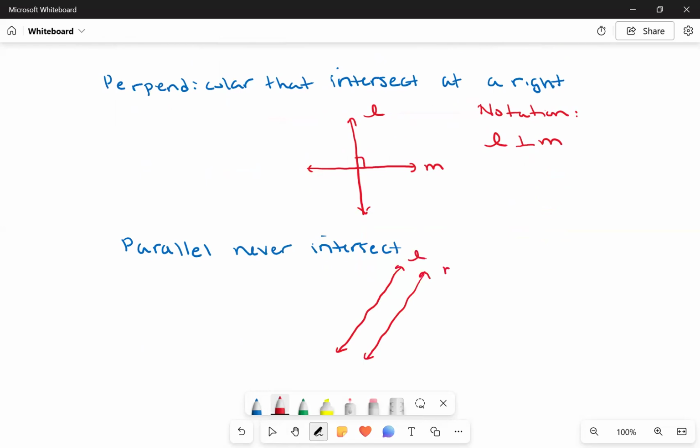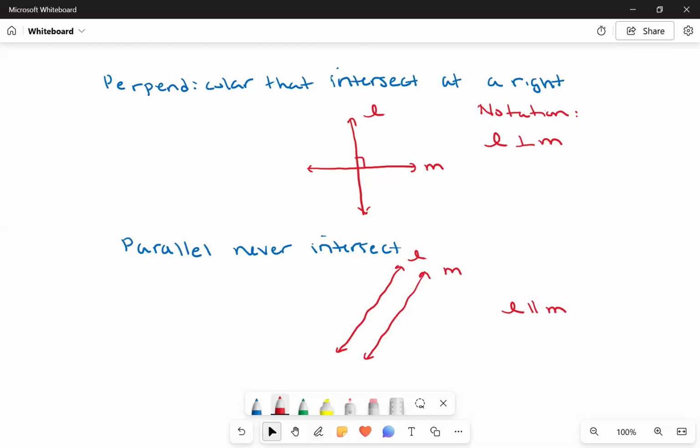This is L, this is M. They never cross, they're the same slope. And I would use this notation. It looks like two double lines like that to represent and say that they are parallel. So L is parallel to M. Those are supposed to be the same height, but you know, I'm a human and not a robot.